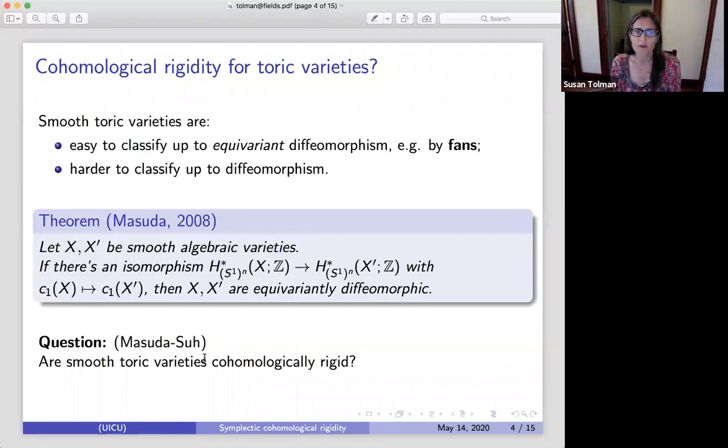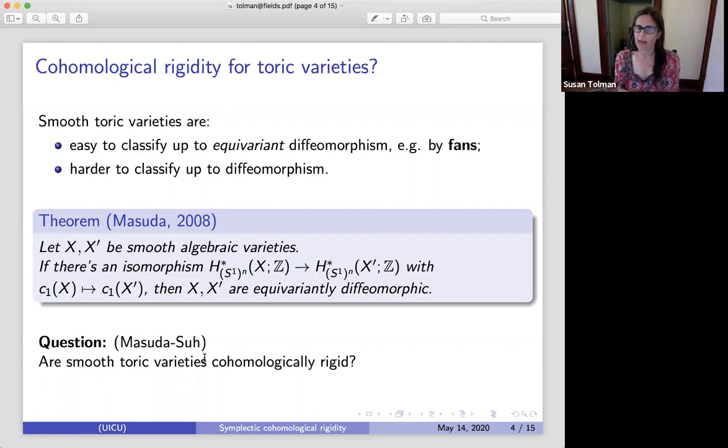So for example, we have a very nice theorem due to Masuda. So let X and X prime be smooth algebraic varieties. So if there's an isomorphism of the equivariant cohomology rings that takes the equivariant Chern class of X to the equivariant Chern class of X prime, then X and X prime are equivariantly diffeomorphic. And this is essentially the equivariant analog of rigidity, except that we need the Chern classes, which is actually necessary. But that's due to Masuda. So that's the equivariant case, where the story is fairly nice.